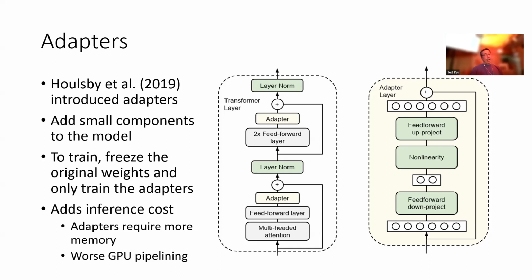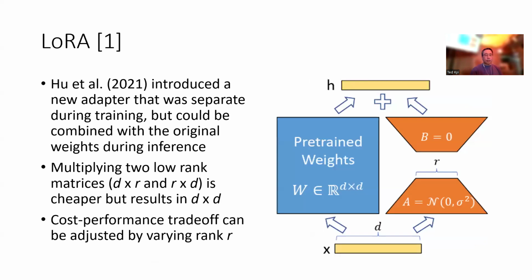So they said, well, we like these adapters. They have pretty good performance and it's still cheaper, but wouldn't it be nice if we didn't have to pay this penalty when it comes time to actually run the model, when it comes time to do inference?